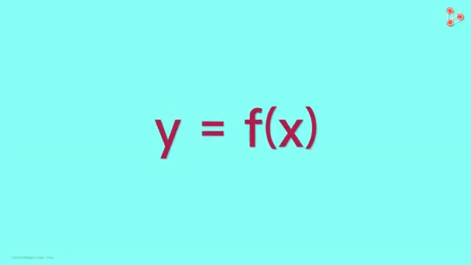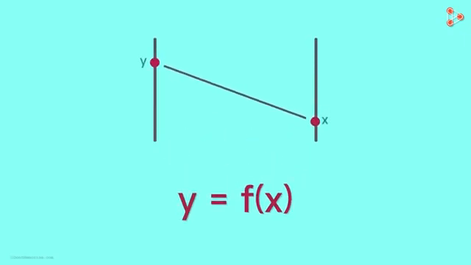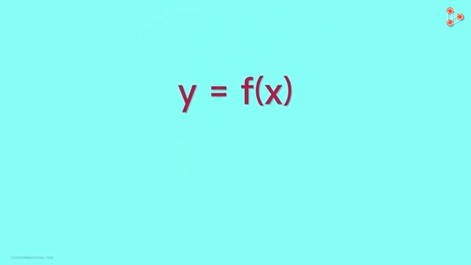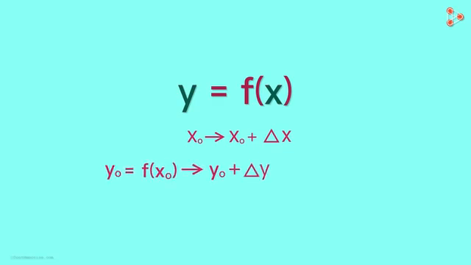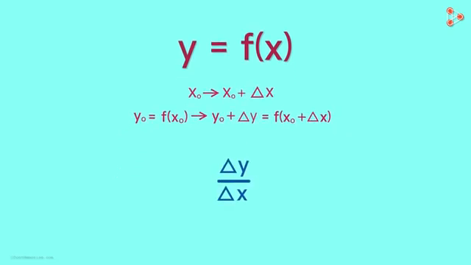Previously, we saw what we meant by a function between two variables, x and y. A function tells us how the value of one variable depends on another variable. So if the value of x changes from x0 to x0 plus delta x, then the value of y will also change from y0 to y0 plus delta y. Now look at this ratio, delta y over delta x.